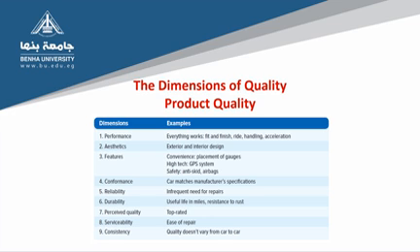So, product quality. Product quality is often judged on 9 dimensions of quality. Performance represents the main characteristics of the product.